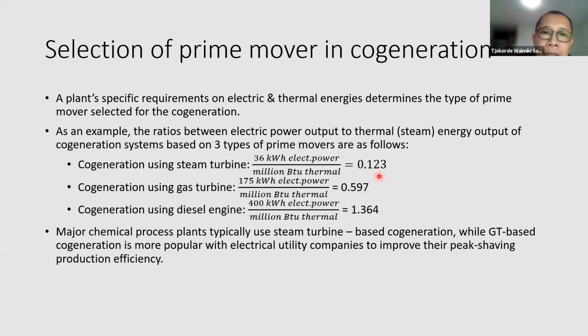And lastly, what about diesel engines? The diesel engine, clearly when you see the ratio here, you can immediately see that diesel engine leans more towards electric power generation than thermal energy generation. So if your chemical processing plant requires more electric power and you would consider any thermal energy generation to be just a bonus of some sort, then diesel cogen is the more suitable type of technology.